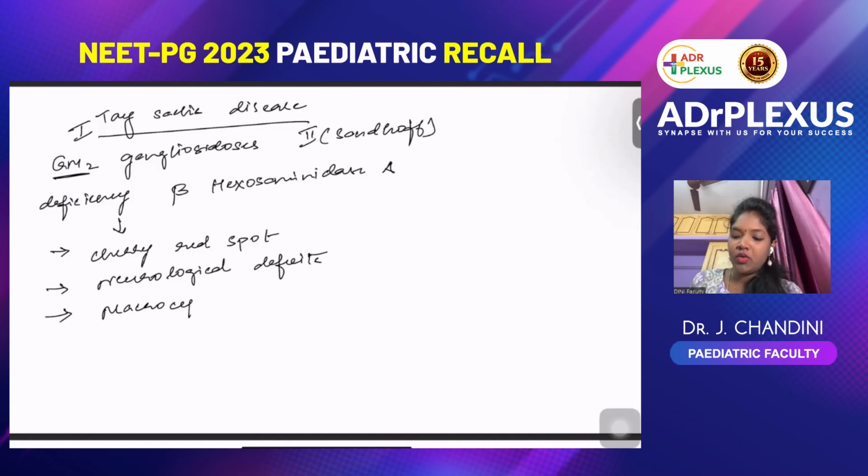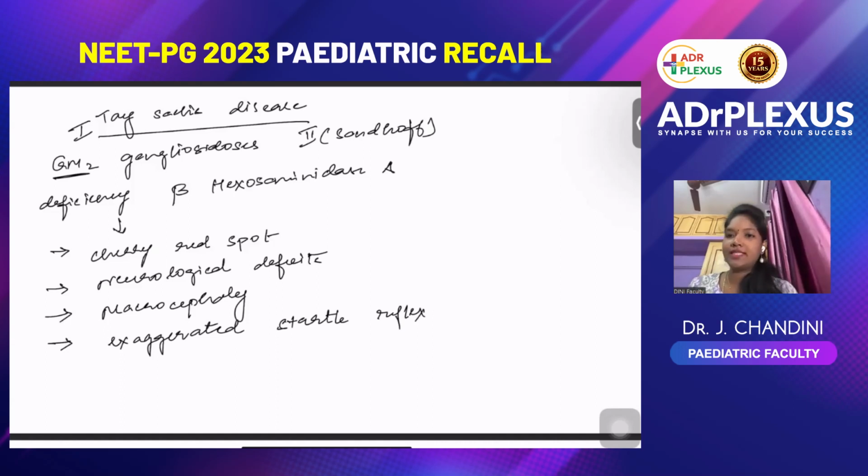Macrocephaly. What is macrocephaly? Large head. And they will also have an exaggerated startle reflex. This is important. Exaggerated startle reflex. So these are the features of Tay-Sachs disease.